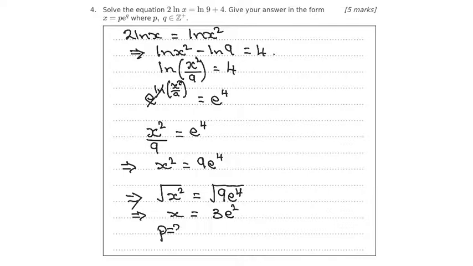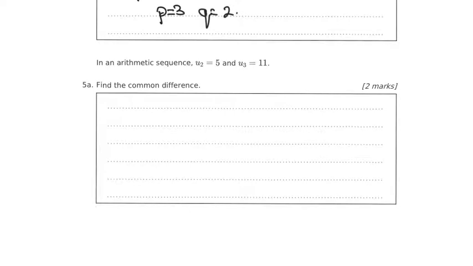P equals 3, Q equals 2. Question 5. In an arithmetic sequence, U2 is equal to 5, U3 is equal to 11. Find the common difference. We know that any term in an arithmetic sequence can be written as Un equals U1 plus (n minus 1)d.